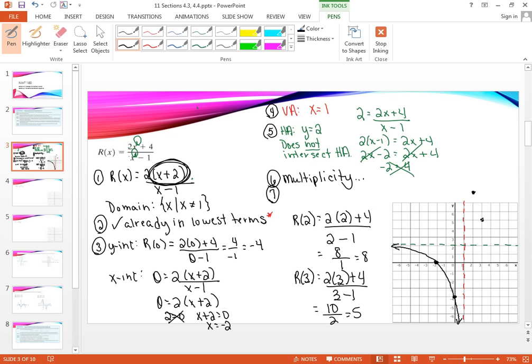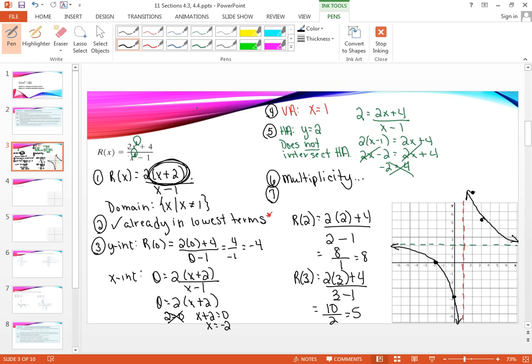You can always plug in 4, 5, 6 if you want to. But what we're after is that the graph has to be up in that little part. Okay, plotting points is perfectly fine. I just think that it's better to think about the things you already know first. Use the information you know about multiplicity. Use the fact that you know where you do and do not have intercepts. And then plot points as you need to. Okay.